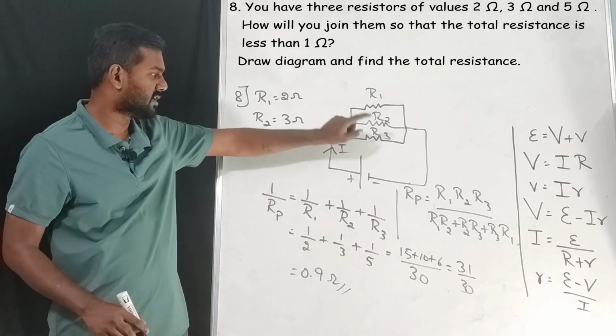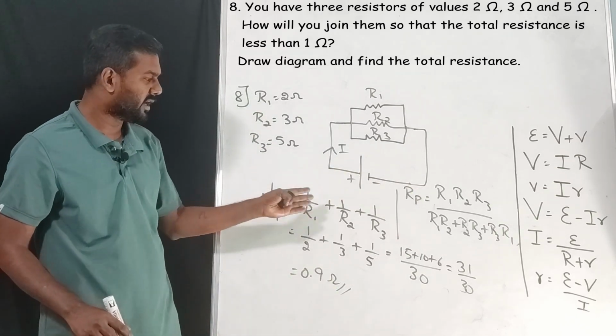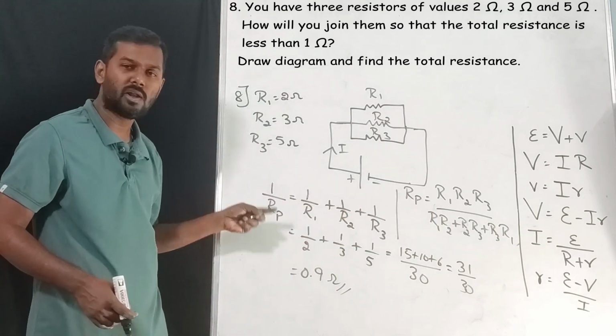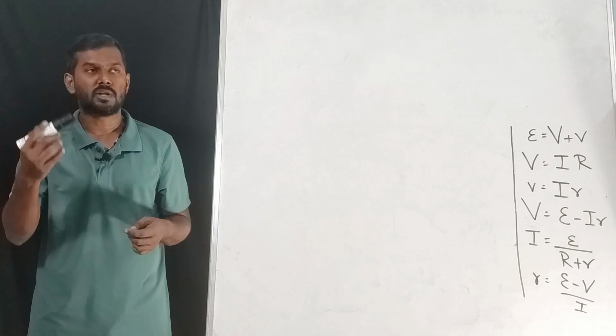When it comes to 2 resistors, this kind of formula method will be easy. When it comes to 3 resistors or more than 3 resistors, you cannot go for the formula method. You have to go for the traditional formula which is given in the textbook. That's it. Question number 9.